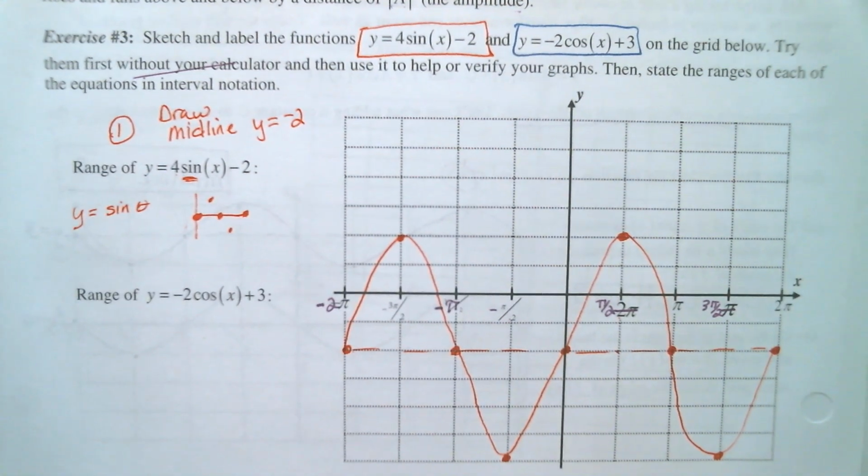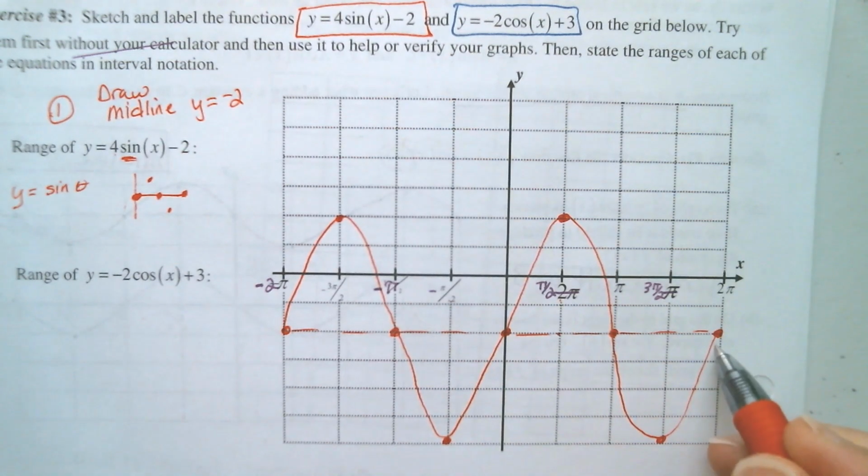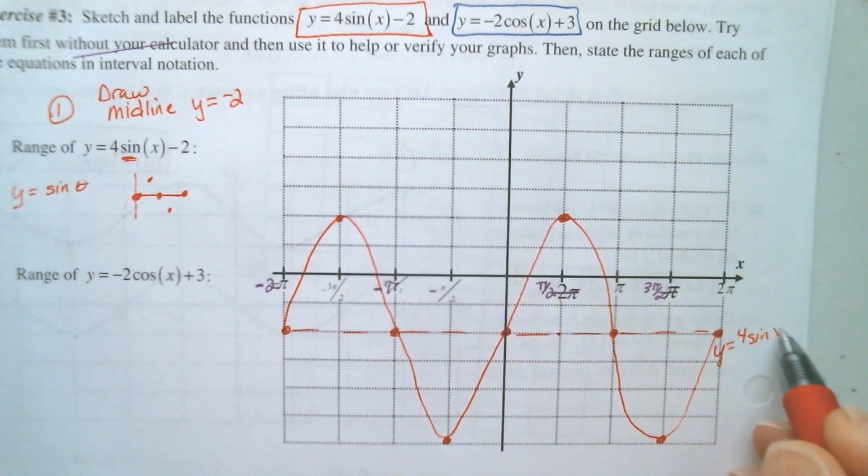And we have it color-coded, so I think we're good with that. But if you don't have colors, then please make sure you label this y equals 4 sine x minus 2.